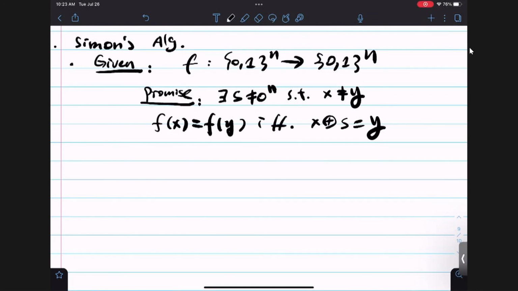So the function, visually you can think of it as I divide it into these rows. In each row I have one string, and then the other one is going to be masking the string with s.